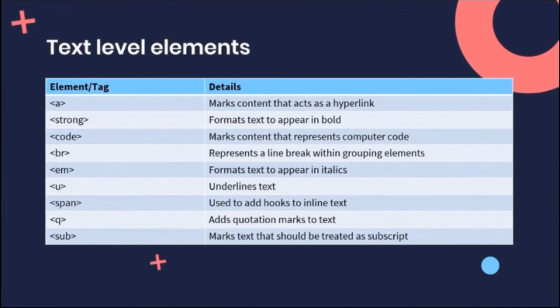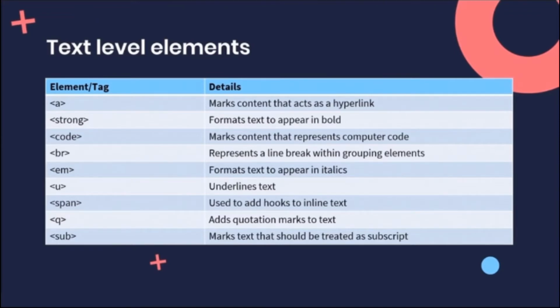We also have the break tag, which represents a line break within grouping elements, so we can use the BR or the break tag to separate content, and we can think about the break tag as a grouping element as well. We also have the EM tag or EM element, and this formats your text to appear in italics, again much like you could do in Microsoft Word, for example, when you highlight a certain part of your text and you click the I button for italics.